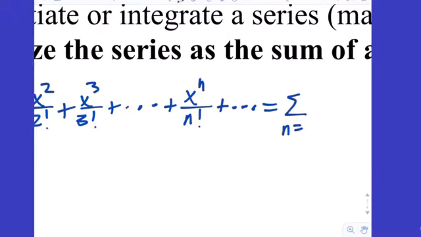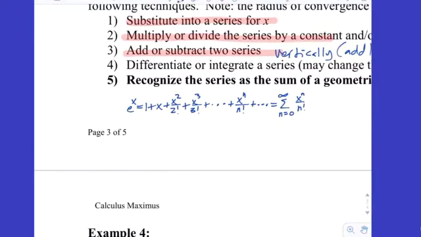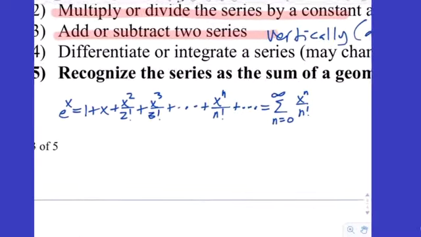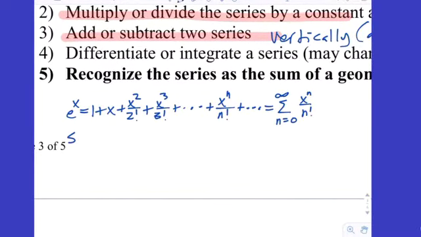Sigma from n equals 0 to infinity of x to the n over n factorial. Okay, so there's e to the x. Memorize it, memorize it. Sine of x, what type of function is sine? Even, odd, or neither? Odd.